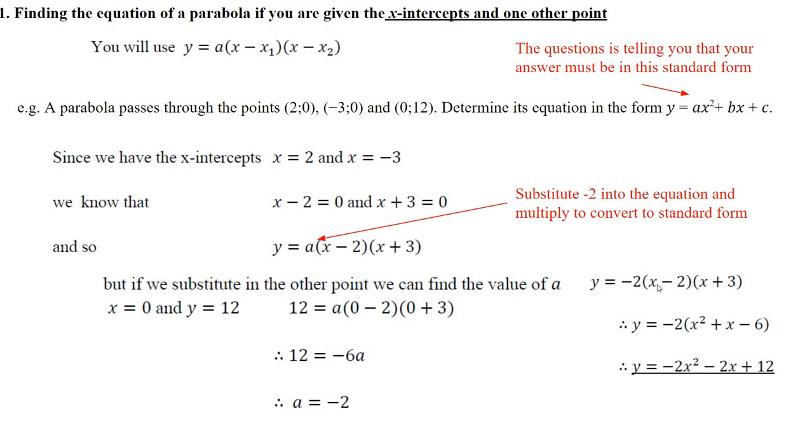x minus 2 times x plus 3, if we do FOIL on this, we get plus 3x, minus 2x, and minus 6, times all these things. There's your answer in standard form. y equals minus 2x squared minus 2x plus 12.